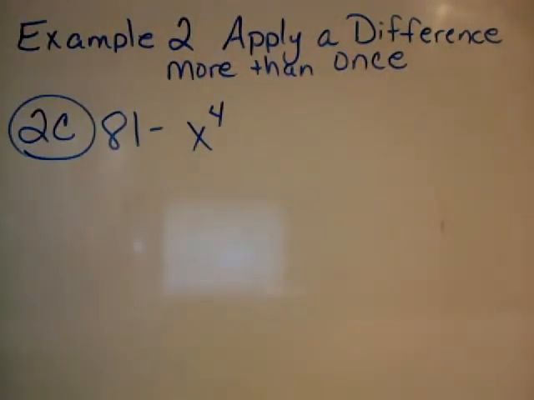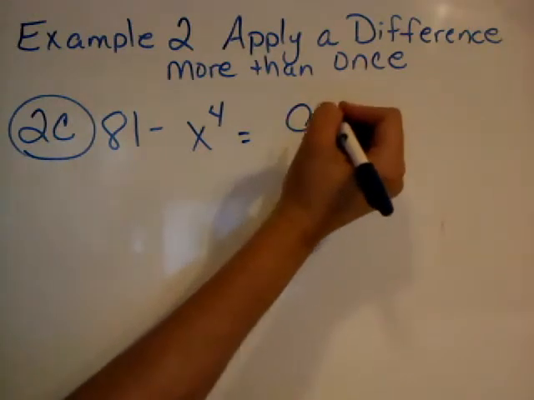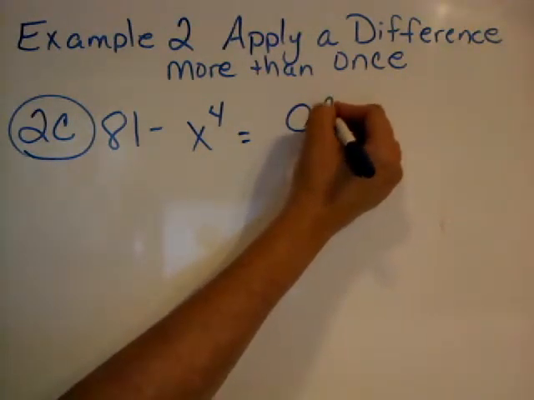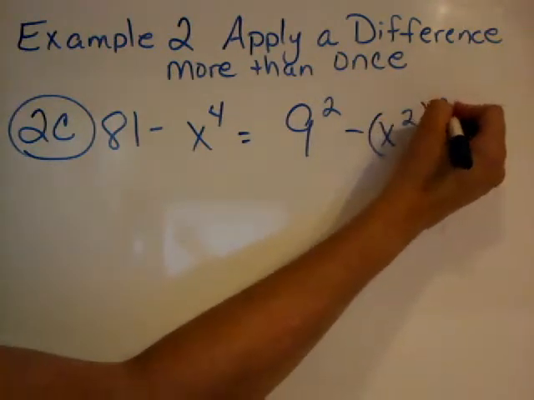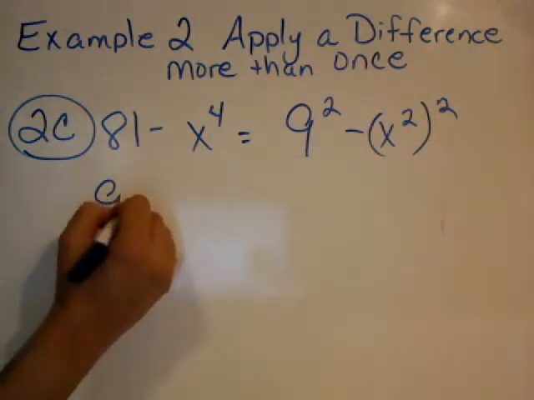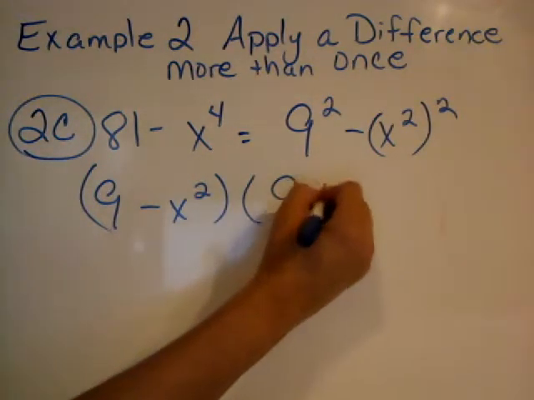Okay, so I have 81 minus x to the fourth. So I could say 9 squared minus x squared, which would give me 9 minus x squared times 9 plus x squared.